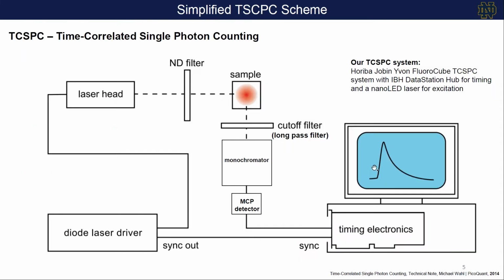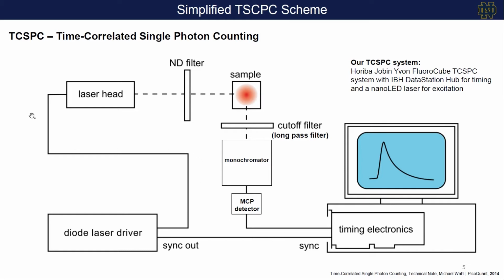So with that, I think it's important to look at a simplified scheme of how the actual TCSPC system works. This is going to be a little bit more specific to our system. We have a Horiba Fluorocube commercial system with an IBH DataStation Hub, which does timing, and a NanoLED for excitation. But in general, this is fairly general to most TCSPC systems that are available. So what do we have here? We have a diode laser driver, and this sends a signal which goes both to a laser excitation source and also to these timing electronics. So the signal is split and goes to the laser and then this computer.